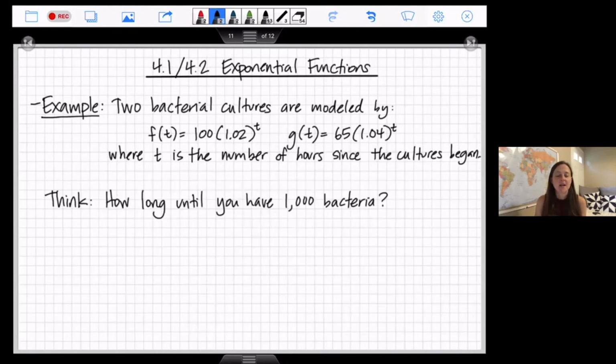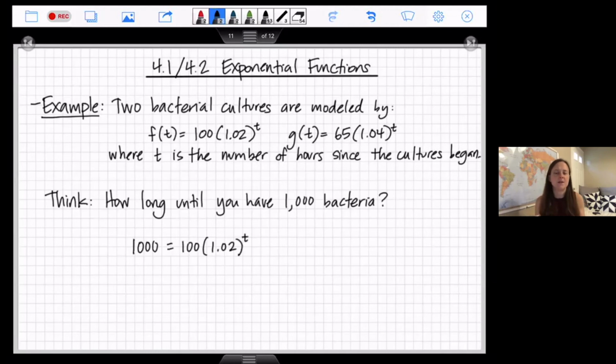This one asks us, how long until you have 1,000 bacteria? And this is a really important question to talk about. All right, so how long? They're asking you to solve for T. So this time they're not asking us to plug something in for T. How long until you have 1,000 bacteria? They're asking us to plug 1,000 in for the actual function value. So they want to know, when is this function going to spit out 1,000 bacteria? And so I'm going to leave that T as an unknown.